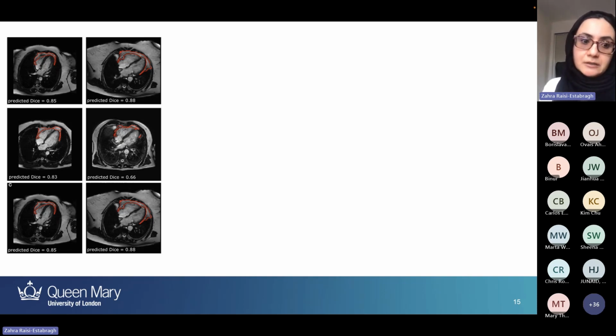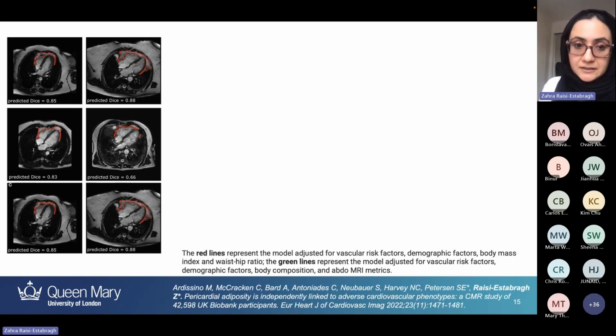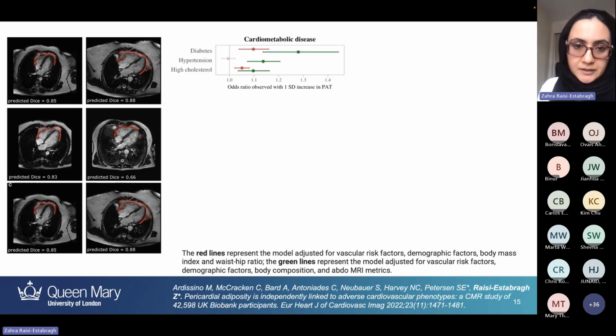And what we were really interested in was to understand whether the amount of pericardial fat was related to the likelihood of important cardiometabolic diseases, and whether these relationships were independent of other measures of obesity. And these are the main results from that analysis. So here we are seeing logistic regression models with pericardial adipose tissue area set as the exposure of interest. The outcomes are the conditions that are listed on the left-hand side, and we have two different levels of adjustment. The covariates are listed here.